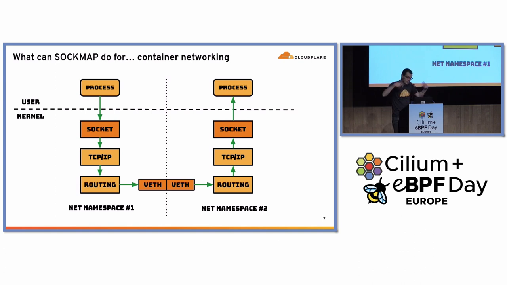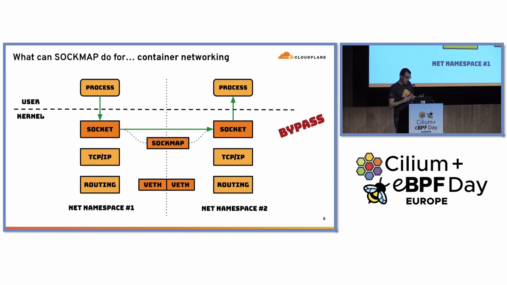Then in order for these processes to exchange messages, the message needs to go all the way through the network stack down to the virtual networking layer, probably a VETH pair, or a VETH with some routing in between, and up the whole network stack to reach the destination process. So there's some overhead to that. What Sockmap can offer here is a bypass where we can create a shortcut path between the two sockets. So the messages flow straight from the input socket, the source socket, into the target, the destination socket. That way we save on some of the overhead of passing through the network stack.